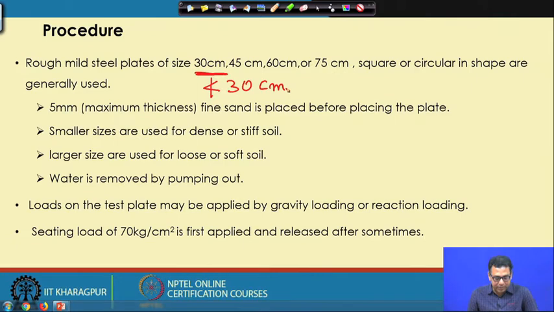If there is water in the trench, you have to remove the water to conduct the test. The loads on the test plate may be applied by gravity loading or the reaction frame that I have already discussed. To the reaction frame we apply the load, and before we apply the actual load, a seating load of 70 kg per centimeter square is first applied and then released after some time. This seating load will help the plate make perfect contact with the soil. That is why this seating load is applied.